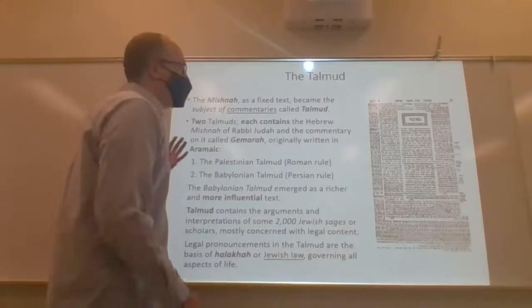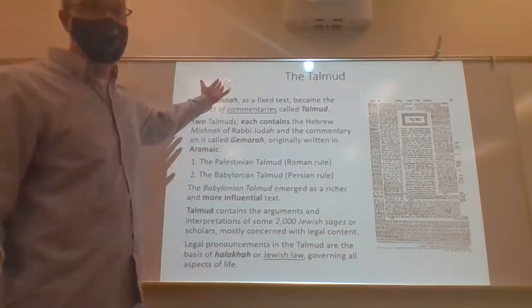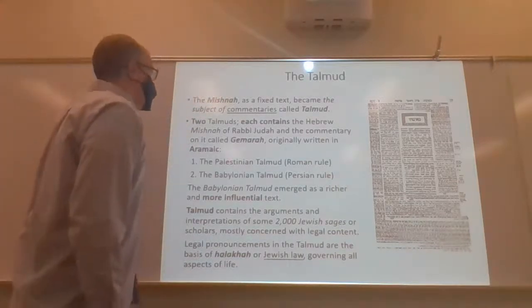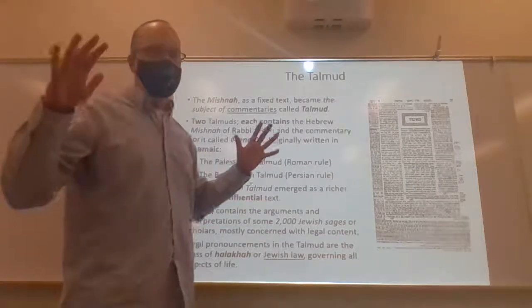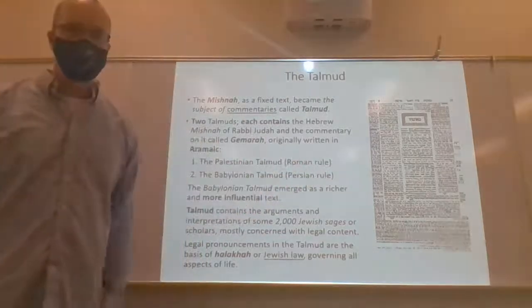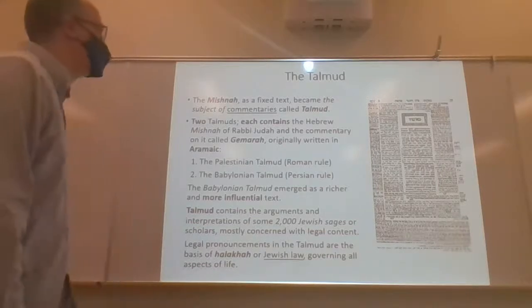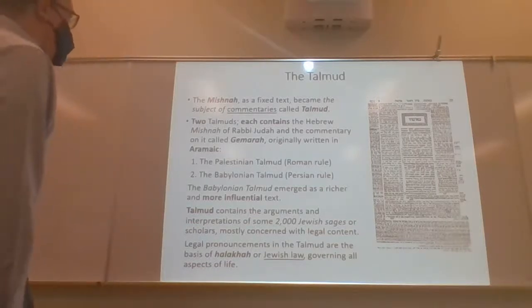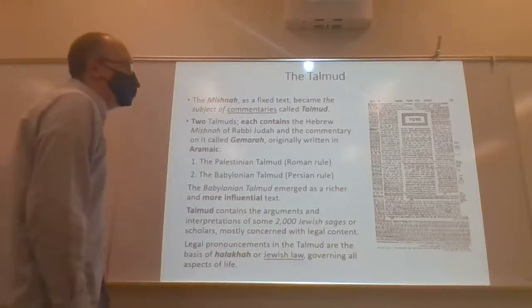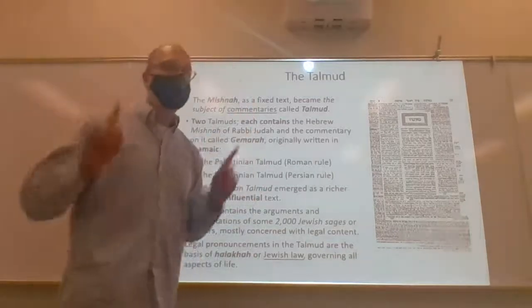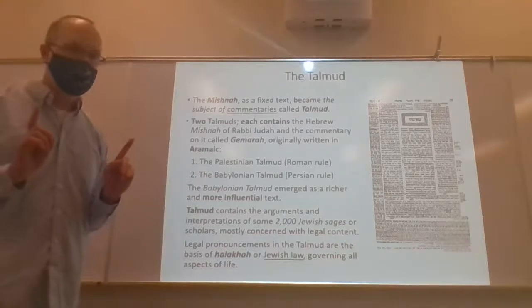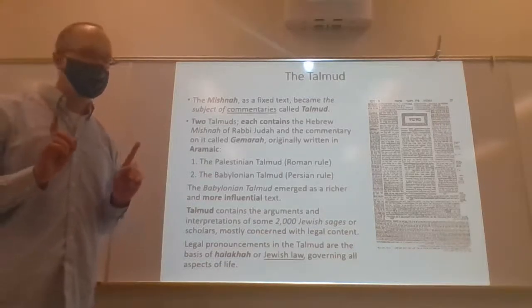So the rabbis are now writing commentaries on the Mishnah of Rabbi Judah, and those commentaries then come to form a new text, and this is the birth of the Talmud. So you've heard me refer to the Talmud a few times already. The Talmud consists of the Mishnah, and then the commentaries written about the Mishnah. And those commentaries are called the Gemara.